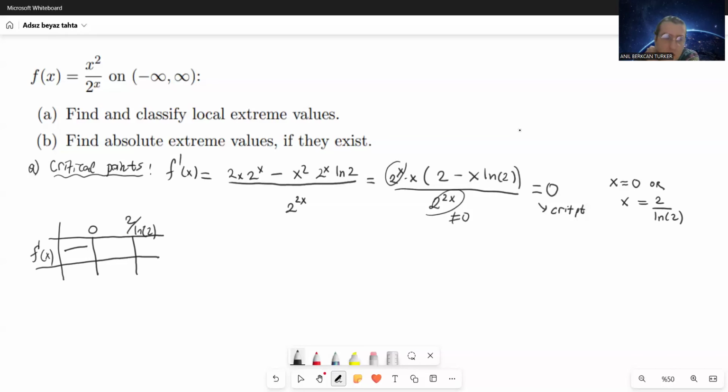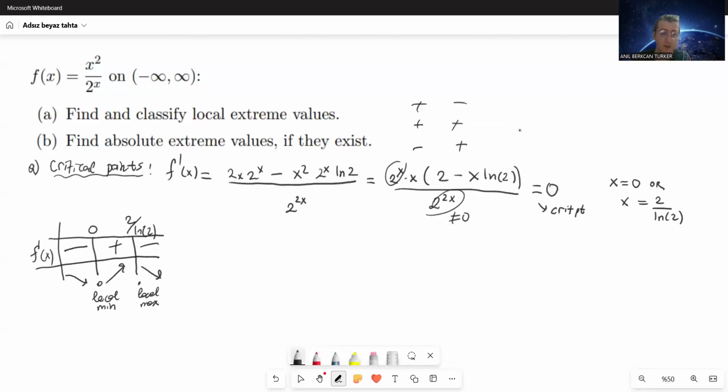Let me analyze again. When x is less than 0, f prime is negative. When it is bigger than 0 but less than 2 over ln 2, it is positive. After that, when x is bigger, this factor becomes negative, so f prime is negative. So it is decreasing, increasing, decreasing. So this should be a local minimum, and this is a local maximum.